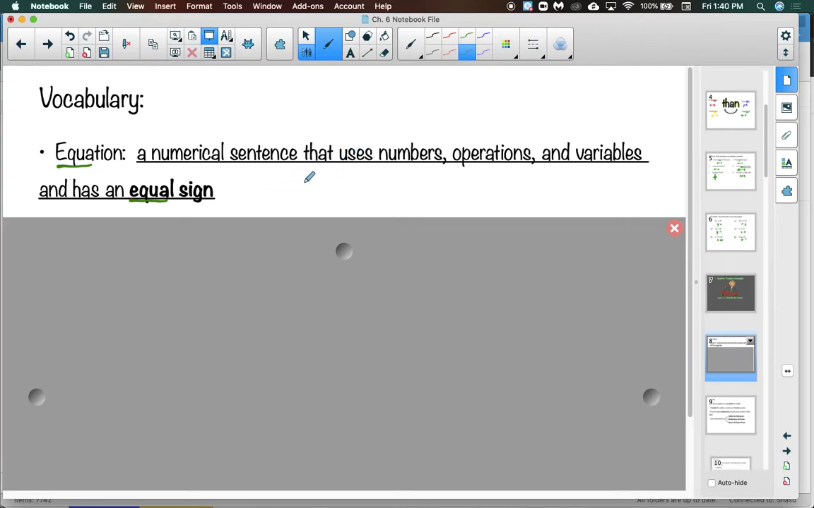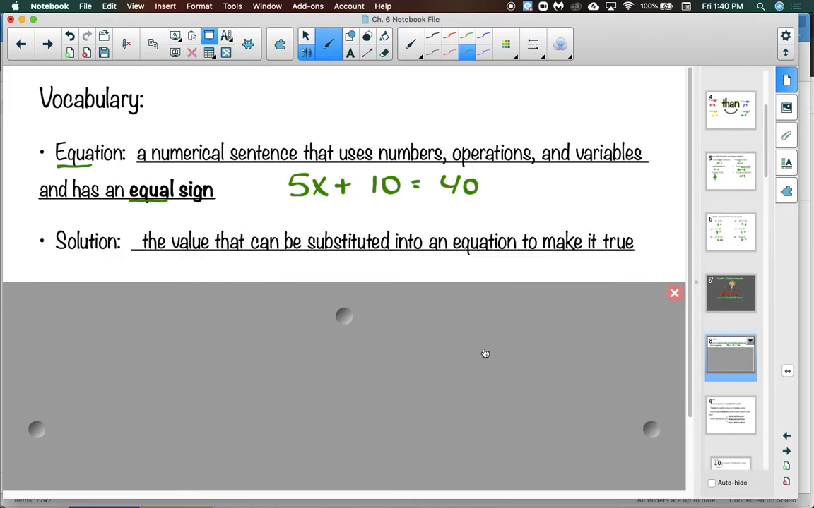Let's get you an example of an equation here. How about 5x plus 10 equals 40? We'll actually solve equations like that very, very soon. Not in this lesson, but in an upcoming lesson, okay? Solution. The solution is the value that can be substituted into an equation to make it true.